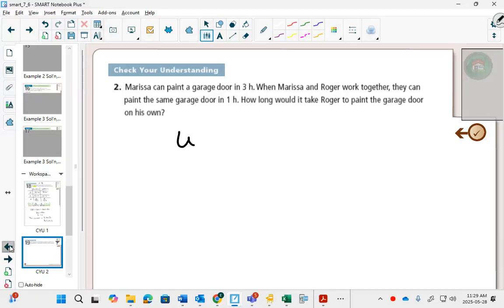Example 2, I call work questions. In work questions, you have, for the most part, 2 people, but you could have 3 or 4 or 5 people who could all do the job on their own, but they find out if they do it with somebody else, it goes faster.